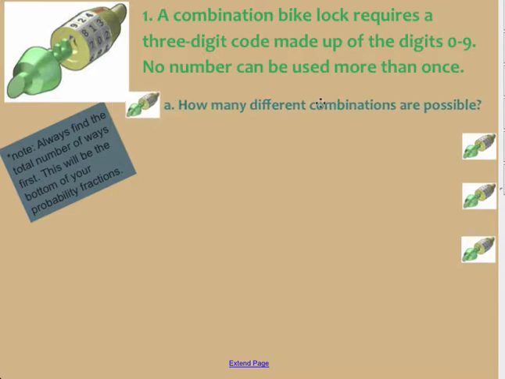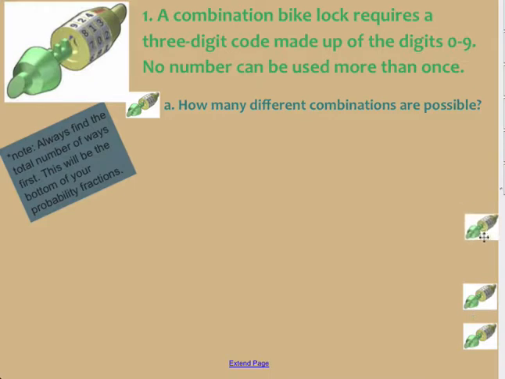Okay, so a combination bike lock requires a 3-digit code made up of digits 0 through 9. No number can be used more than once. What we tried to do when we made these problems was organize it so that it went in a certain order that helped you guys. It made sense. It was logical. All right, so how many different combinations are possible?